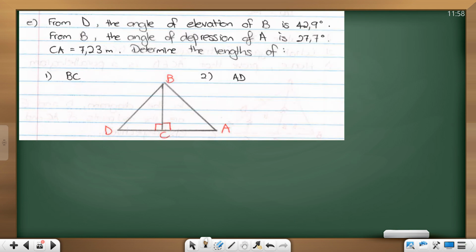From D, the angle of elevation of B is 42,9. And from B, the angle of depression of A is 27,7. Looking up or down? Good. When you're happy, you're excited, you look up. When you are depressed, what do you do? You look down.